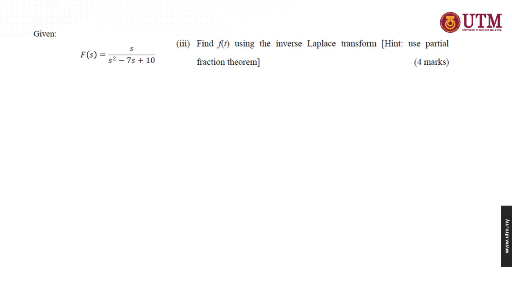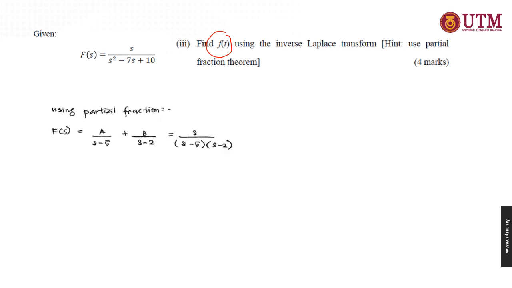Okay, question 2, part 3. Find the inverse Laplace transform of F(s). So you need to find f(t) by using inverse Laplace transform. Okay, so usually in this kind of question, you need to use partial fraction expansion to find the inverse Laplace transform. So this equation, this part, you can divide them into components in which it is equal to (s minus 5) and (s minus 2). Therefore the equation can be divided into two components, A over s minus 5 plus B over s minus 2. So you need to find what is A and what is B.